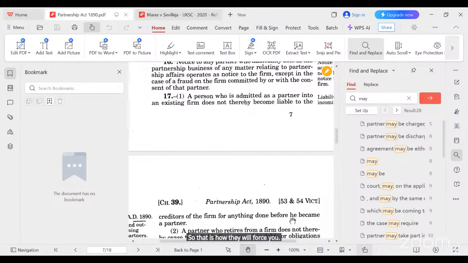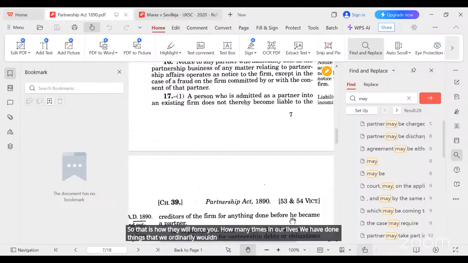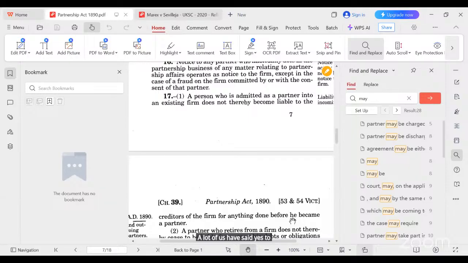How many times in our lives have we done things that we ordinarily wouldn't have done, simply because we realize that the person we are dealing with has greater power than us, and we cannot say no to them. A lot of us have said yes to things that we ordinarily would have said no, but because we feel that if we do, there will be consequences. That is the kind of situation this 17.1 is addressing.